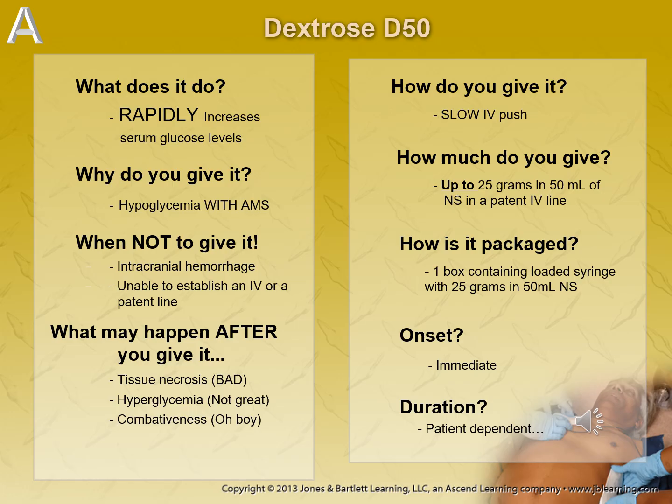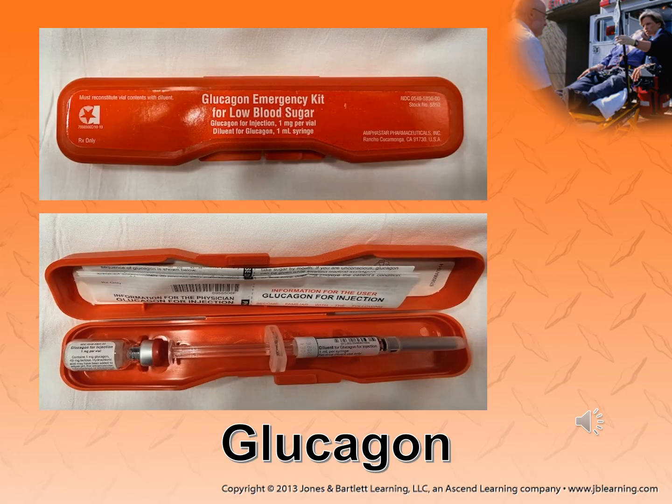If you're going to give this D50, again, it's a slow IV push. I would always suggest giving half the amp first, recheck a blood sugar, and then give the other half if you need to. The onset is quite immediate, and the duration, again, is patient dependent, depending on comorbidities or how much insulin they take on a regular basis and how much insulin they took prior to your arrival if they're on it.